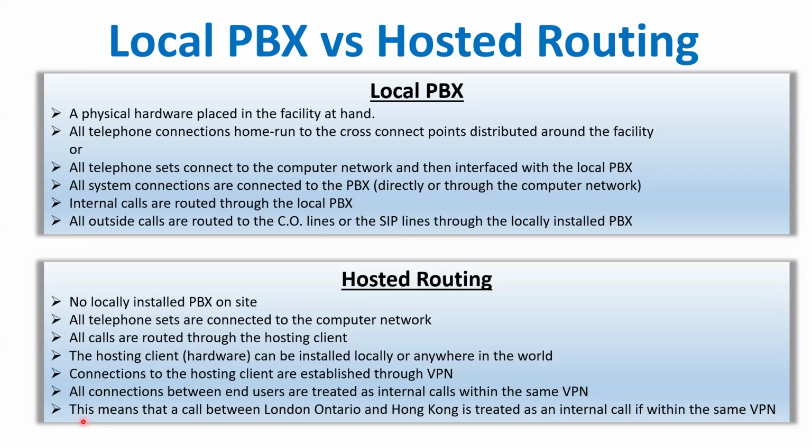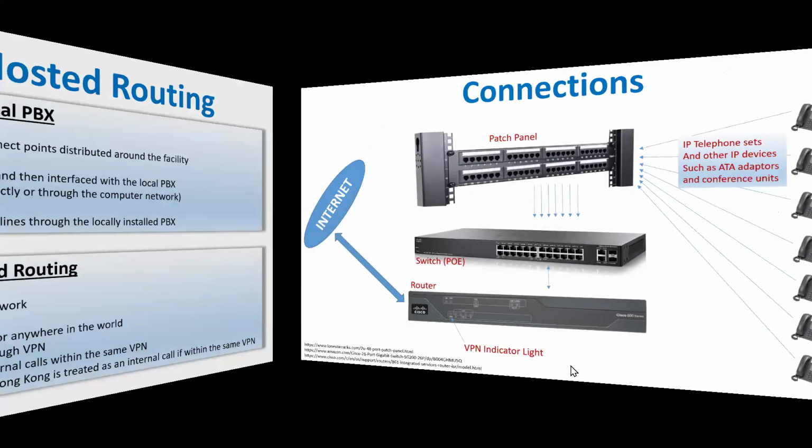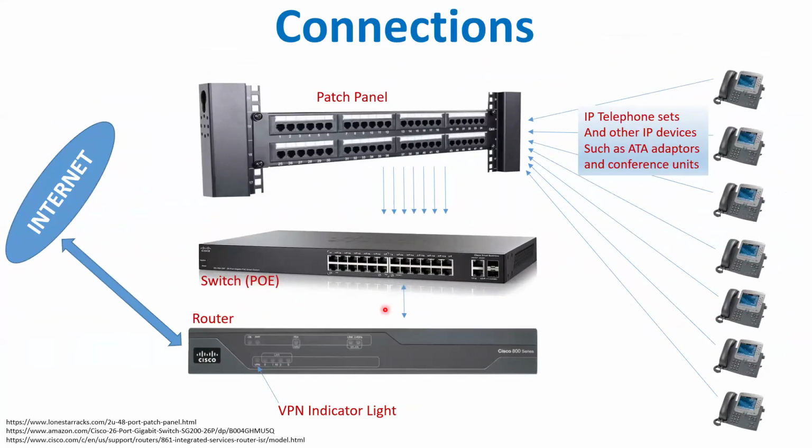So no long distance charges. This means that the call between London, Ontario, and Hong Kong is treated as an internal call if within the same VPN. All right. How are things being connected?